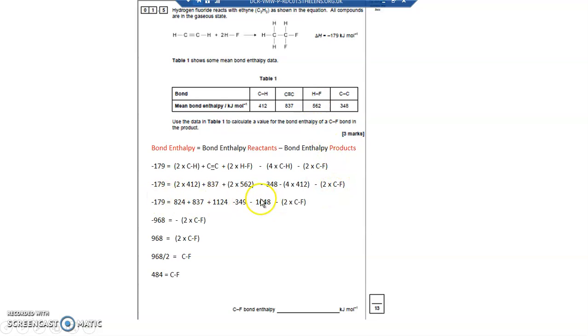Put all the numbers in, take them across to the other side. So minus 968, when you take all these numbers across to the other side, equals minus 2 times the carbon to fluorine bond. Reverse the sign on both sides. 968 is twice the enthalpy required to break the carbon to fluorine bond. So divide by 2, 484. Got to be a plus value, as I say, because bond enthalpies always require energy. The endothermic reactions with plus delta H values require energy to break the bond.